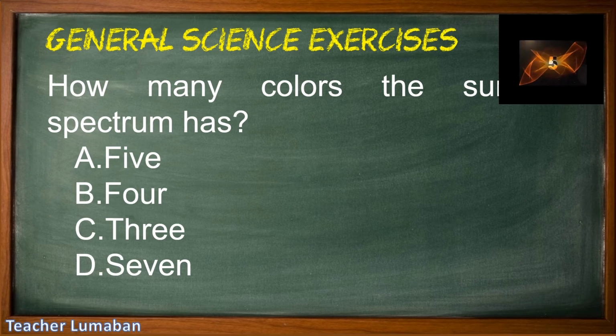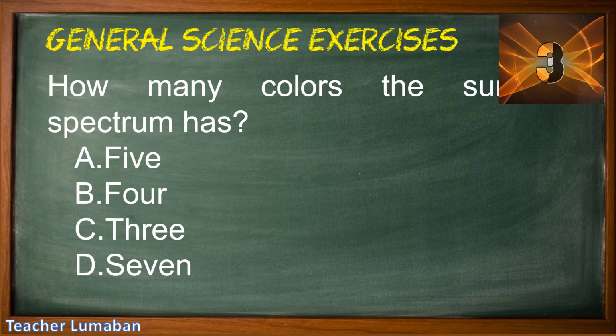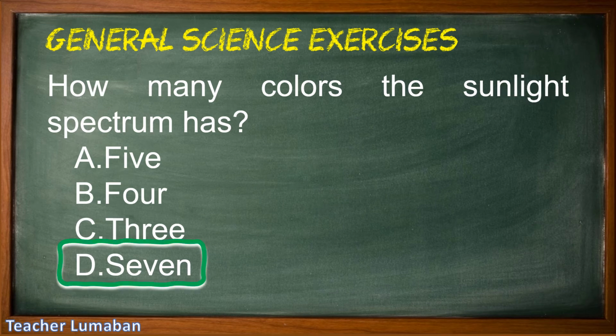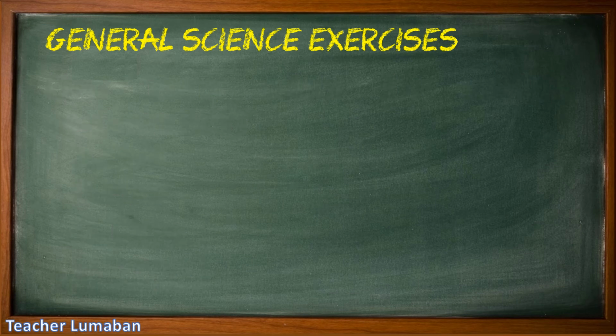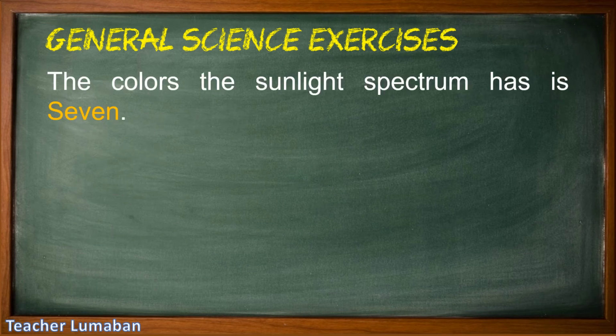5, 4, 3, 2, 1. The correct answer is letter D, 7. The number of colors the sunlight spectrum has is 7.